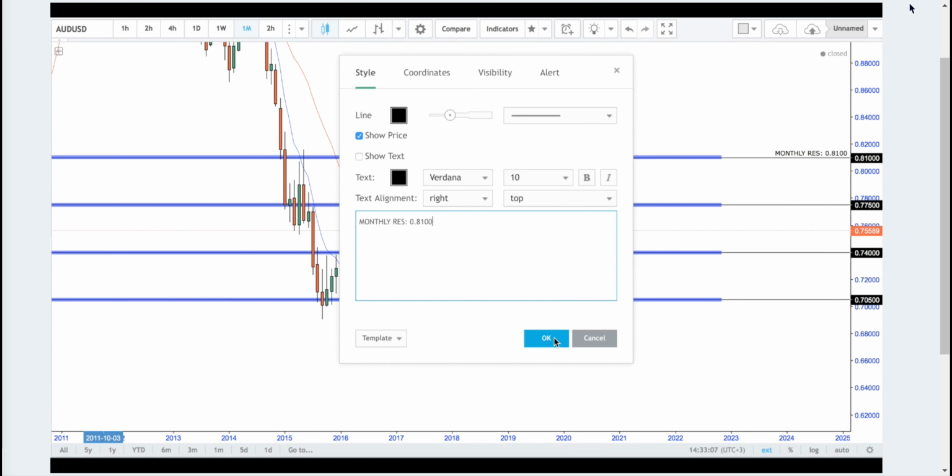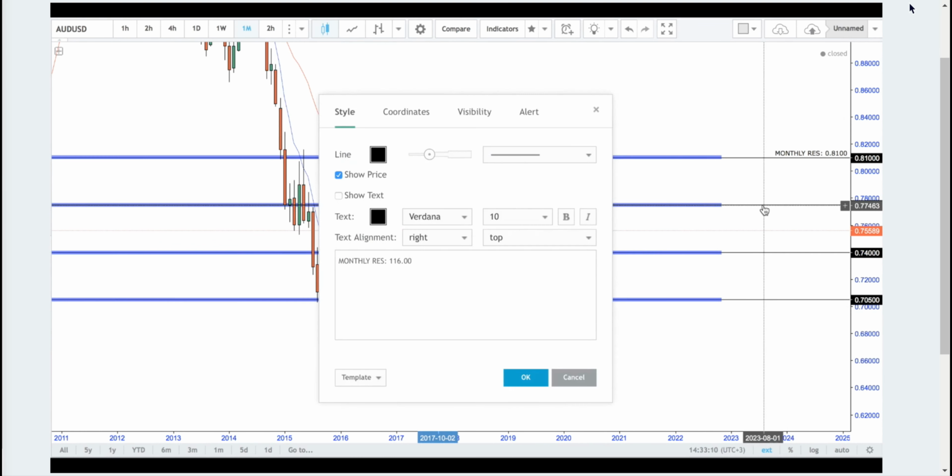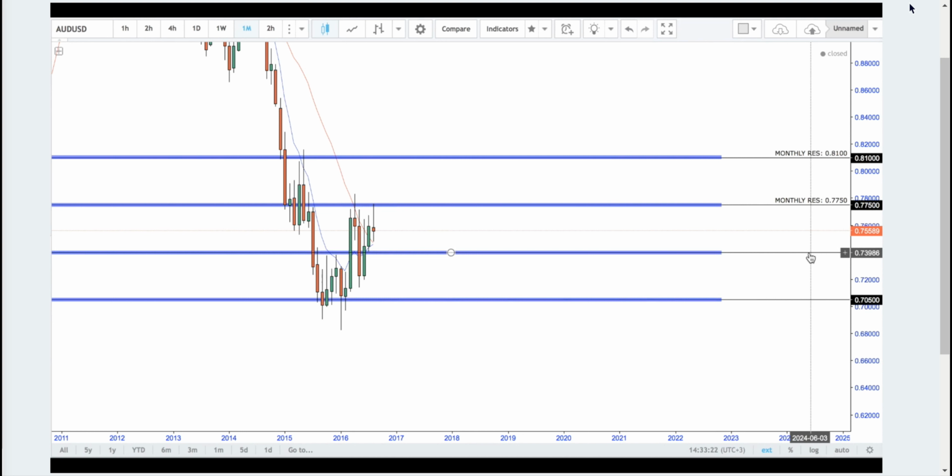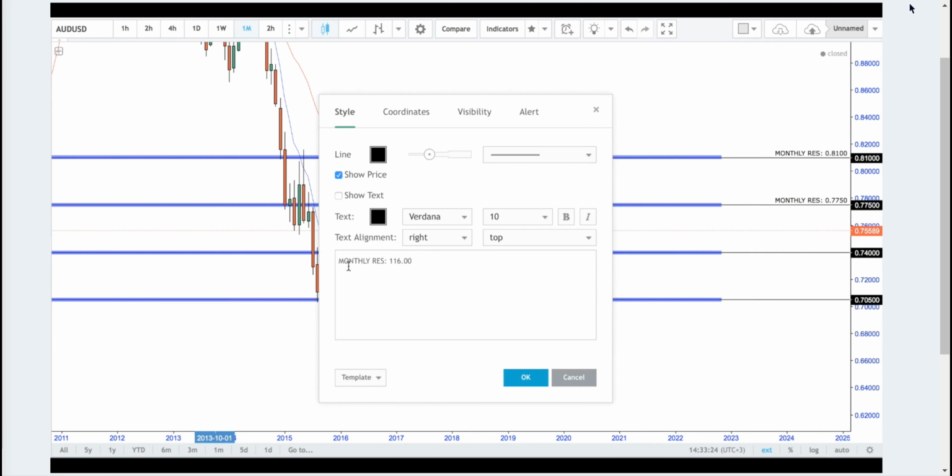Okay, then we go to the next one. Show text. This is monthly resistance, 0.7750. Okay, that one's done. And by the way, guys, I always like to have this in capitals. So it's monthly RES for resistance and SUPP for support.